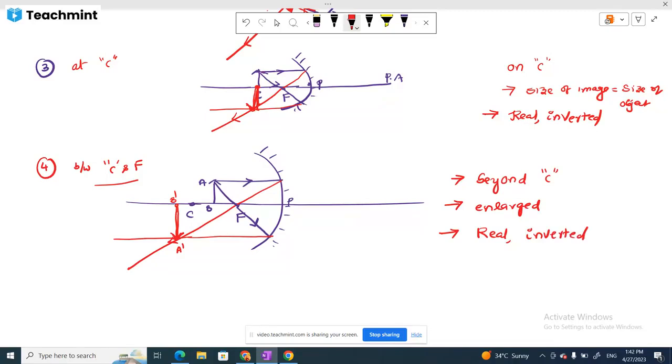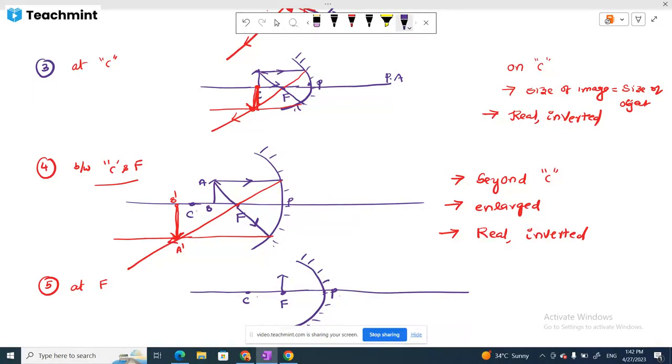Next one. In the previous case we placed the object in between the focus and the center of curvature. Now I place the object exactly at focus F, at the principal focus. Again draw the concave mirror, locate the pole and center of curvature, draw the principal axis passing through the center of curvature and pole, and locate the principal focus also. Now I place the object on the focus.